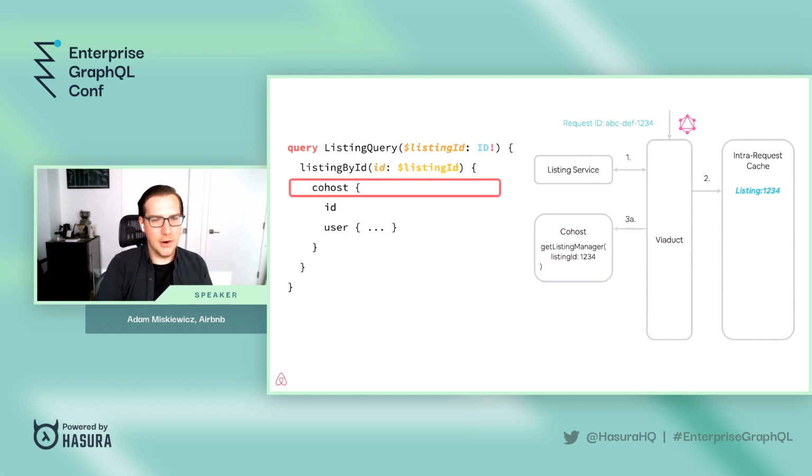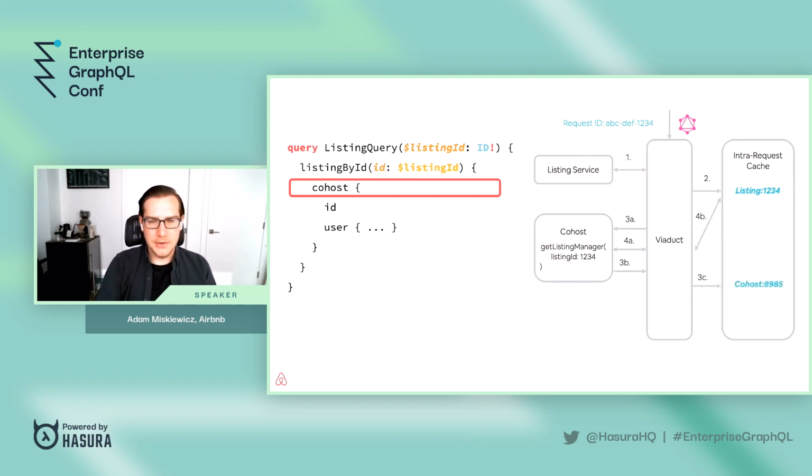Now we go to our other service, called co-host, to find co-hosts of a listing and fetch data from it. Within co-host, it needs access to listing data in order to run business logic that's required for actually finding the co-host of the listing. So instead of going down to the listing service and fetching that data itself, it's going to call back to Viaduct, and Viaduct is going to be able to pull that data from its cache without fetching it again from the service.